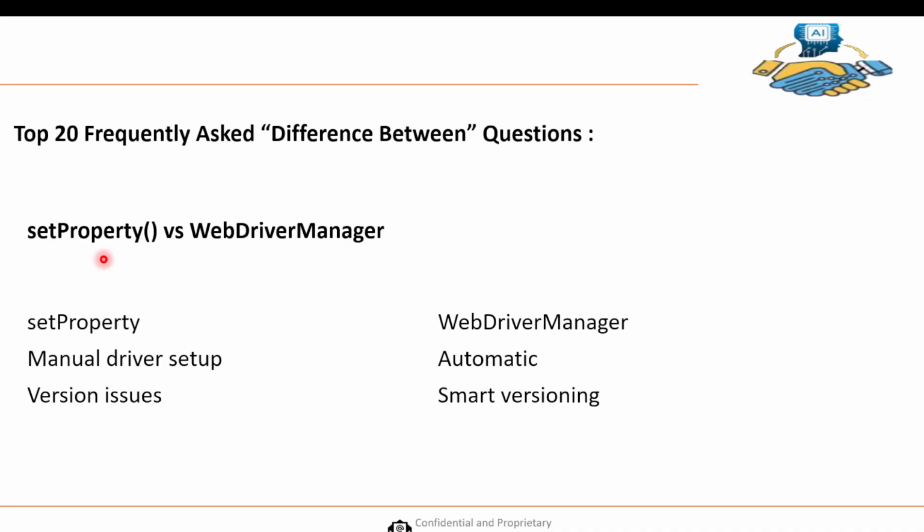Then what is the difference between setProperty versus WebDriverManager? In earlier days we were using setProperty if we needed to set up the driver manually. But nowadays we are using WebDriverManager. It's automatic, and it also handles versioning and downloads the WebDriver automatically. When we were using setProperty, version issues were occurring, but with WebDriverManager, version issues do not come.